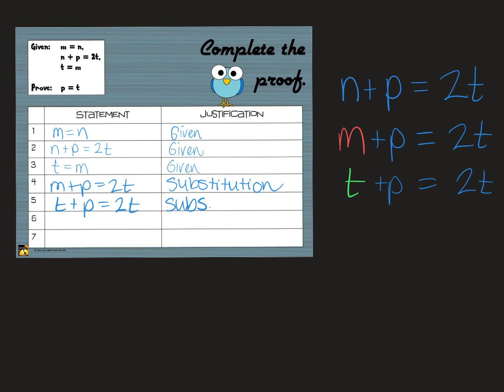So now, if we try to get p by itself, because we need p by itself up here, we can subtract t. So 1t minus 1t goes away. 2t minus 1t is just t. And we subtracted. So we got that p is equal to t.